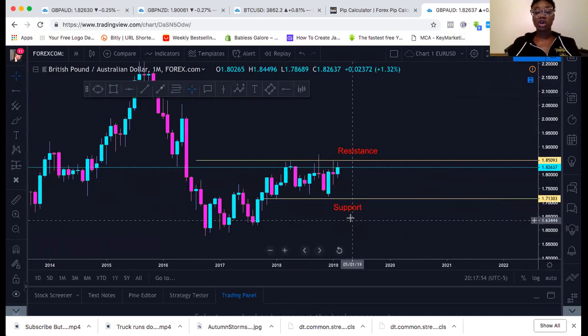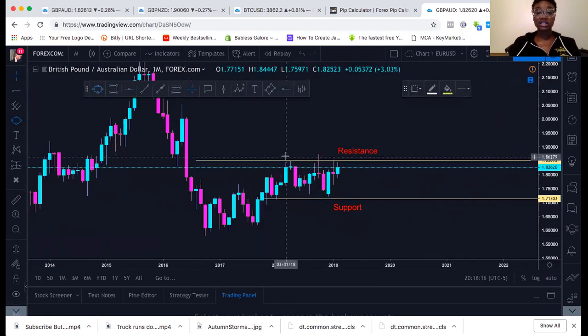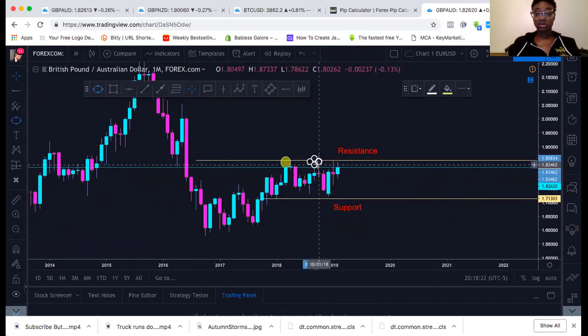When it comes to drawing support and resistance zones, these are zones in which you would be trading in. This would be my resistance, meaning that price came to this area and resisted breaking it, meaning it came here multiple times. The more times that price has come to this area and didn't break it, the stronger the resistance. So price came here once and didn't break the zone, right? Price came here once and didn't break the zone.